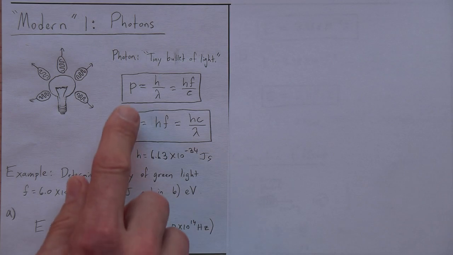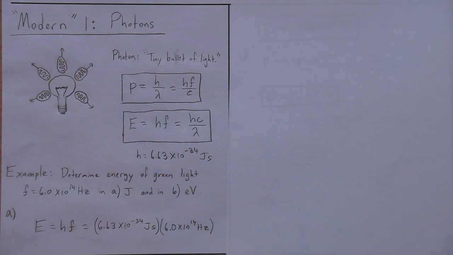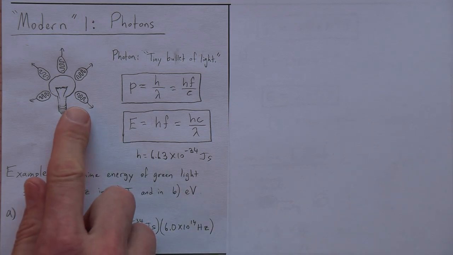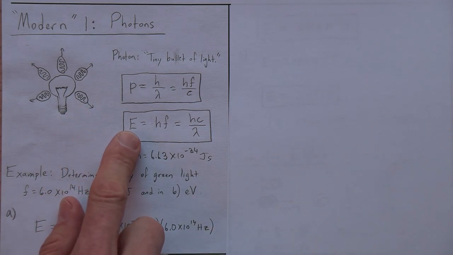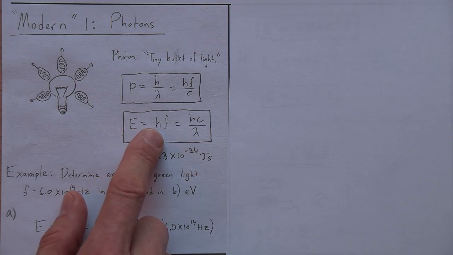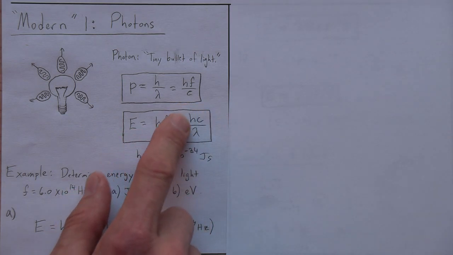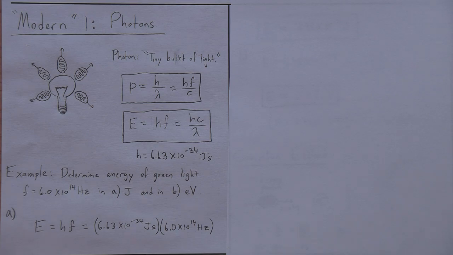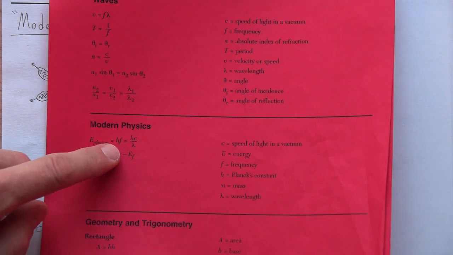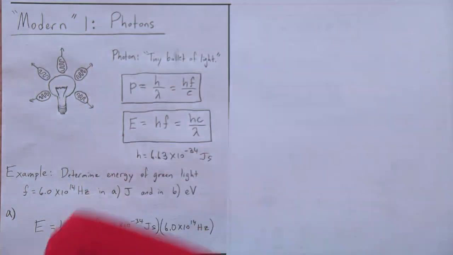So that's the momentum of these little microscopic bullets coming out of a light bulb. And then also bullets have kinetic energy, 1/2 mv squared. Same thing with these photons. They have energy equal to that same constant times frequency, or if you have the wavelength, then you use this formula. That formula for the energy of a photon is in the reference table in the modern physics section. You see E equals hf equals hc over lambda.